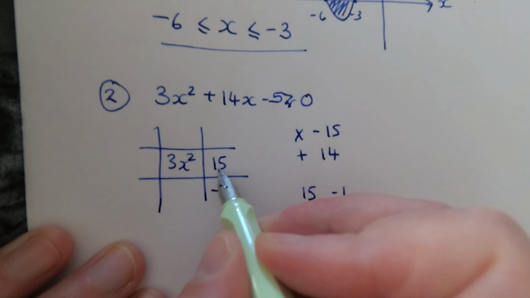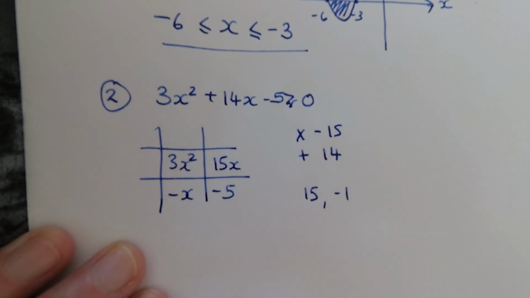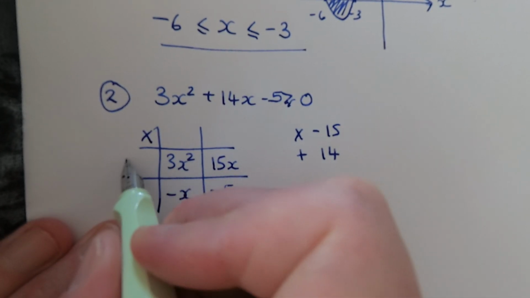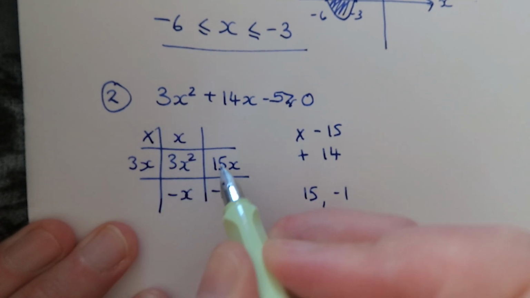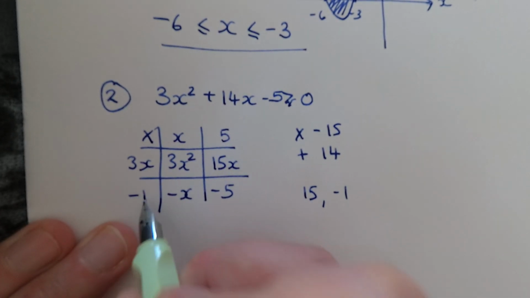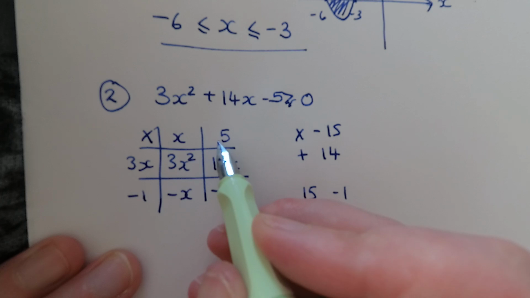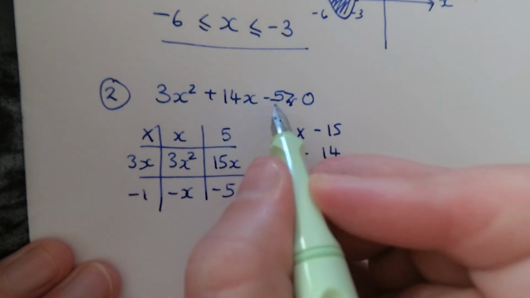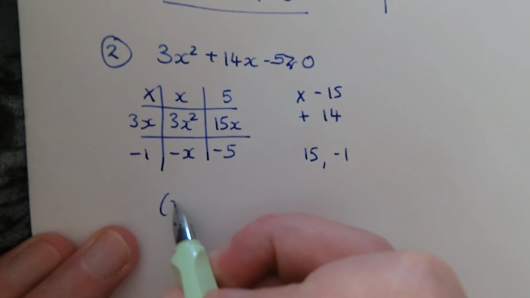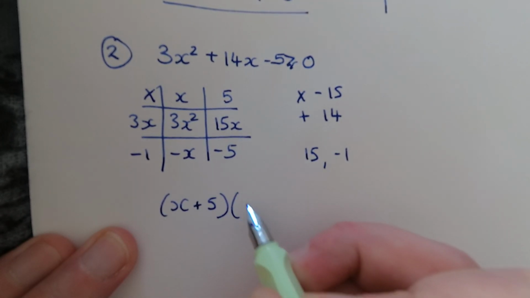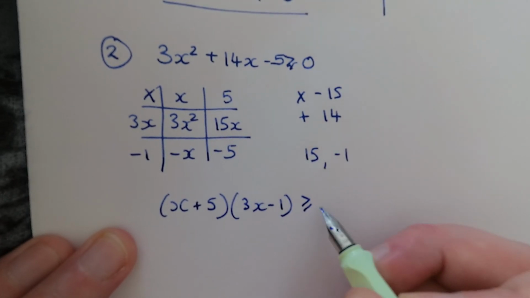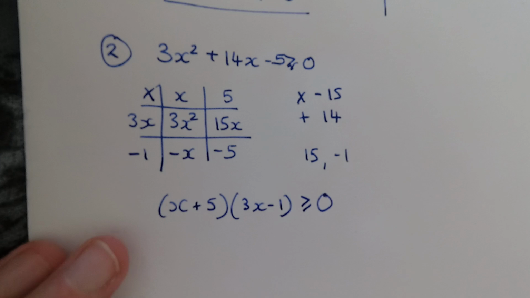So let's pop these in here, 15x and minus x, and work out what goes in the grid around the outside. So we've got a 3x and an x. We're going to have a 5, and we're going to have a minus 1. Double check that that works: minus 1 times 5 gives you minus 5. Yep, it does. So we can rewrite this equation in its factorised form: (x plus 5)(3x minus 1). And keep the inequality the same, so it's greater than or equal to 0 this time.